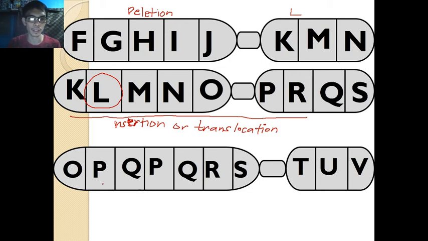Let's take a look at this chromosome. If we observe carefully, this particular part is duplicated, PQ. If that certain segment is repeated, we can safely say that this chromosome underwent duplication. So there you go, duplication. Basically, that's mutation and genetic disorder.